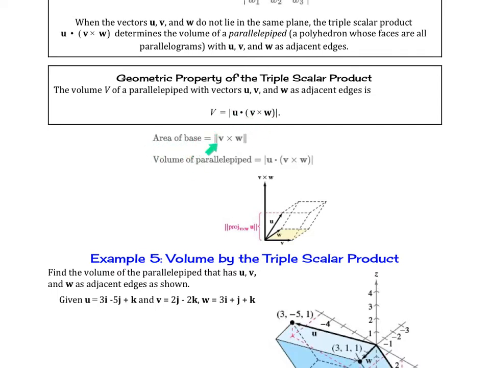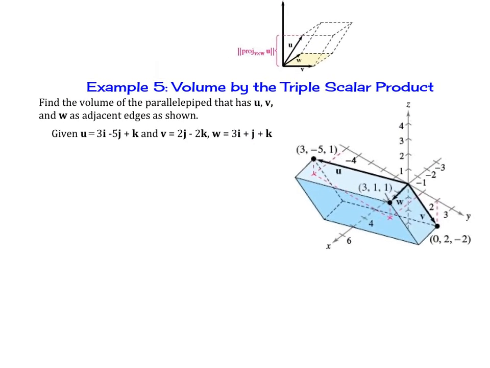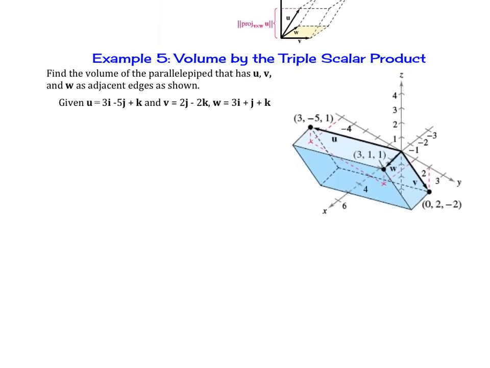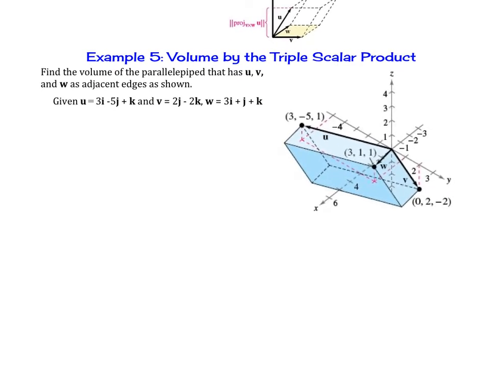So it's the area of the base, which is the magnitude of v cross w, then we multiply that by u. So notice this here. Let's try that. Find the volume of the parallelepiped that has u, v, and w as adjacent edges as shown. Notice here, I went ahead and wrote the equations because in your example in the book, you're going to be given the equations and not necessarily the points. And if you are given the points, you know how to write it out.